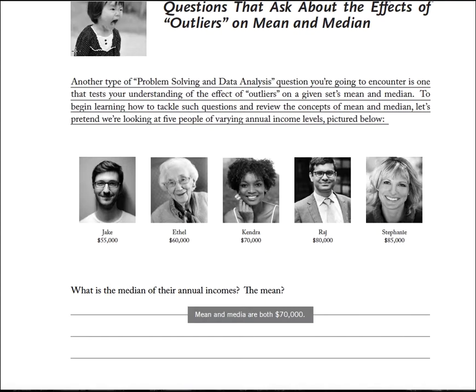Taylor, yeah, you're right. The average would also be 70,000. So in this instance, the mean and the median are the same. They're both $70,000. Let me ask you a question. Let's change this up a little bit.